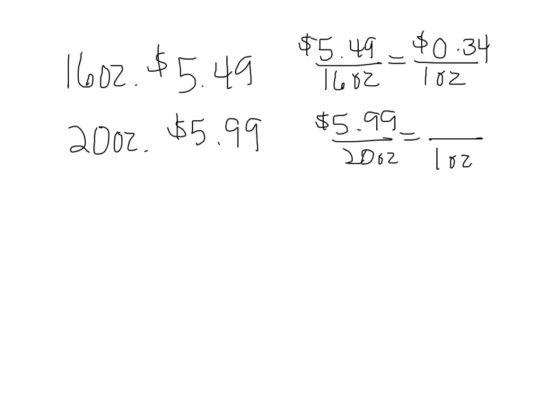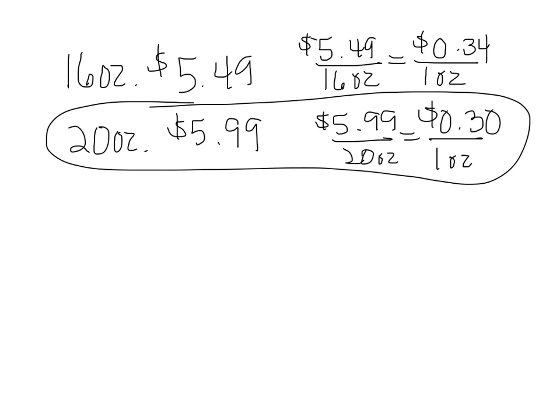$5.49. And then we can figure out what would the cost be for 1 ounce of the second kind of cereal. So you're going to go $5.99 divided by 20. It's 30 cents. Is it like 0.2999? Okay, you round it to the nearest cent, which bumps it up to 30. Which one is cheaper? The 20 ounce. This one's cheaper. Therefore, you would say the better buy is the 20-ounce box for $5.99.